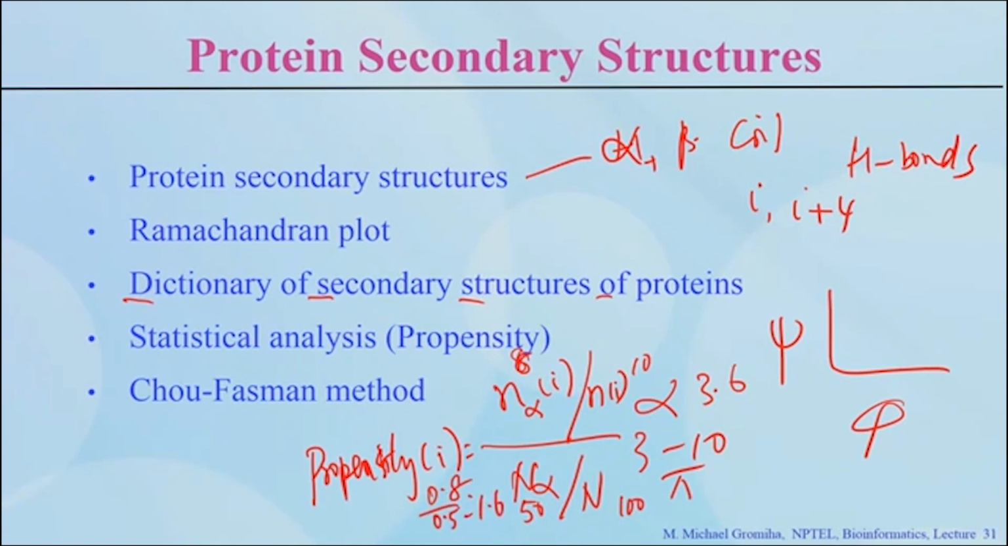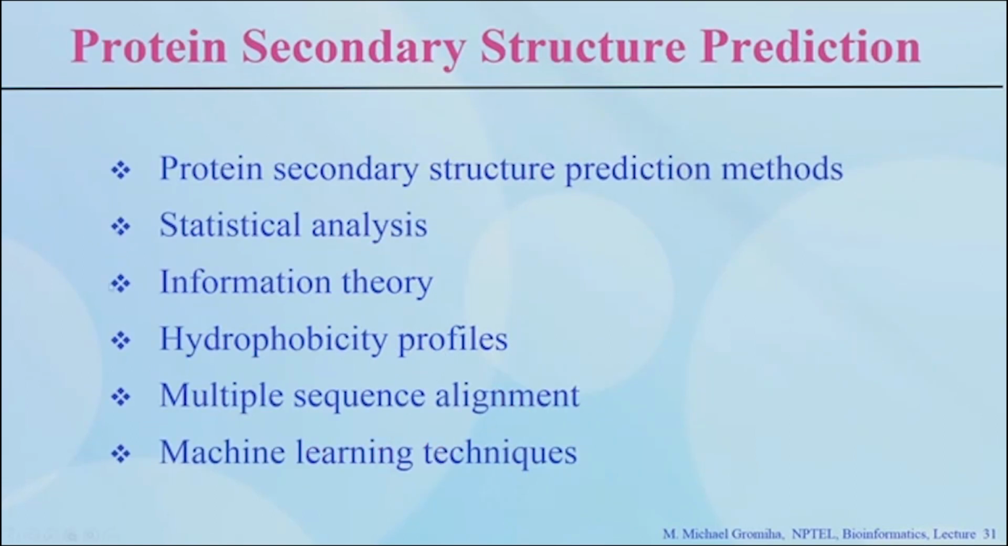Is it preferred or not preferred? It is a preferred one, because it is more than 1. Likewise, you can do it for all the residues as well as the different secondary structures. Chou and Fasman derived this method, which is named after them, the Chou-Fasman method. Then we discussed secondary structure predictions. What are the various predictions we discussed? Statistical analysis. How do we get the secondary structure based on statistical analysis? Based on Chou-Fasman propensities.